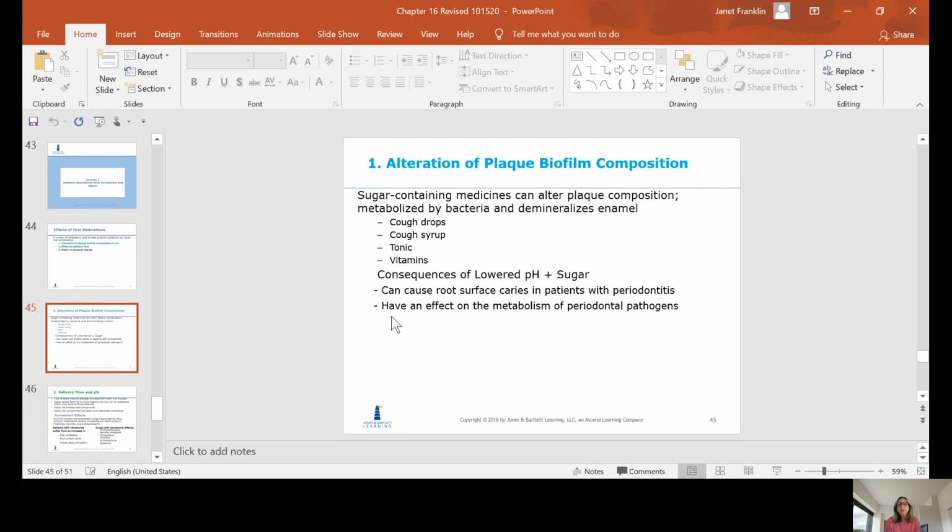So, alteration of plaque biofilm composition. Sugar-containing medicines can alter plaque composition, are metabolized by bacteria, and demineralize the enamel, such as cough drops, cough syrups, tonics, and vitamins. Anything that a patient would suck on for any prolonged period of time, like cough drops, can lower the pH in the mouth and cause dental caries.